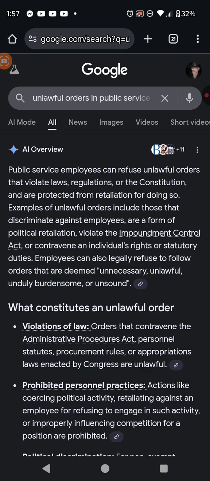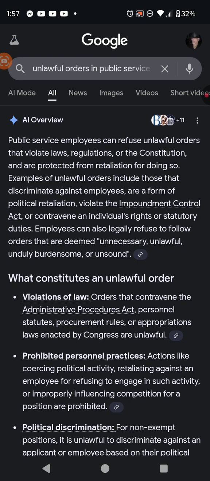Public service employees can refuse unlawful orders that violate the laws, regulations, or the Constitution, and they are protected from retaliation for doing so. Examples of unlawful orders include those that discriminate against employees, are a form of political retaliation, violate the Impoundment Control Act, or contravene an individual's rights or statutory duties. Employees can also legally refuse to follow orders that are deemed unnecessary, unlawful, unduly burdensome, or unsound.